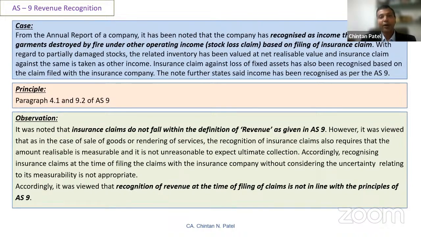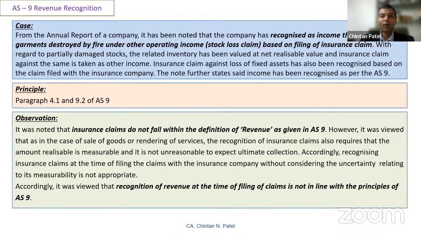See, the first point is that AS9 has been referred by the company in the accounting policy. AS9 talks about revenue recognition. However, insurance claim income is not a revenue. Revenue, which is defined under AS9, is arising from operating activities. So, mentioning or labeling certain policies as AS9 revenue is not correct.